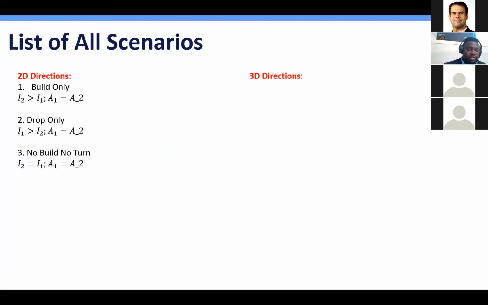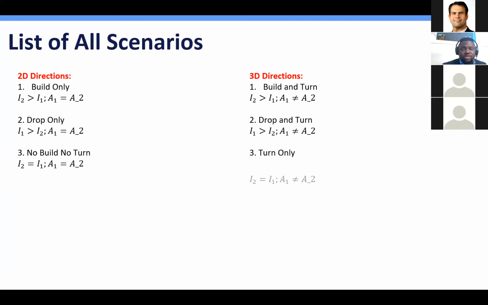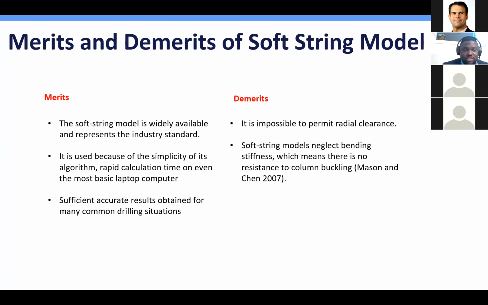So the other thing that I wanted to mention that wasn't there is the fact that you can turn. So it's not just building and dropping, you can turn. And whilst you're turning, of course, the azimuth is different. If you build, the second inclination is greater than the first one. So all of these are considered in those equations that we just walked through. The drop and turn, same thing, the azimuths are different. The first inclination is greater than the next one. And turn only where it's just the azimuth that's different.